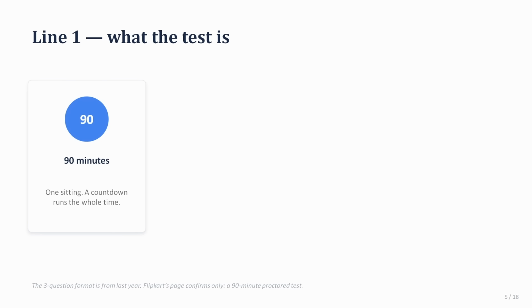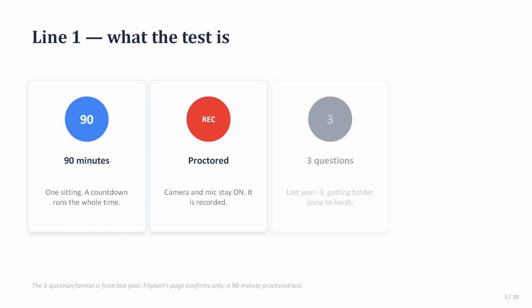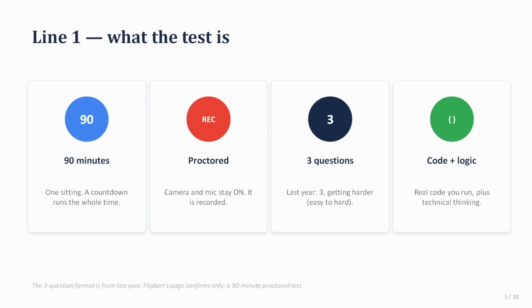It's 90 minutes, one sitting, timer running the whole time. Your camera and mic stay on and it's recorded, so no outside help. Based on last year, there are 3 questions that get harder as you go: easy, medium, then hard. Flipkart's page does not confirm the exact count for 8.0, so treat it as very likely, not certain. And it's real code you write and run, plus some technical logic.